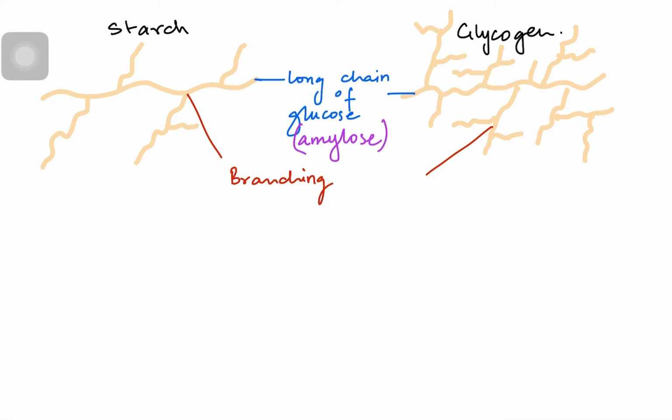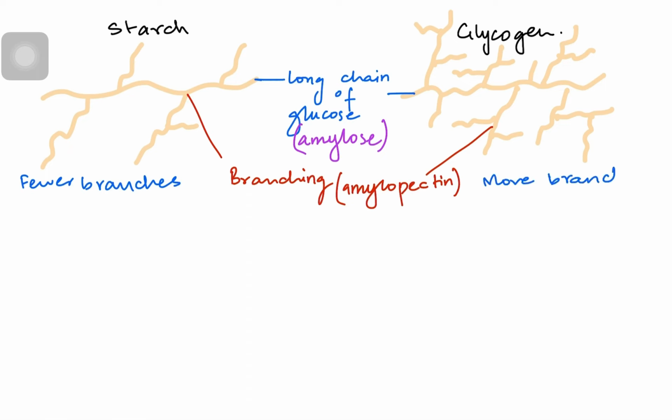But then you can see also branching happening, right? This branching part is known as the amylopectin. So if it's a straight chain of thousands of glucoses, it's amylose, and then the branching is known as amylopectin. Starch and glycogen both have branches, but starch has fewer branches, glycogen has more branches.